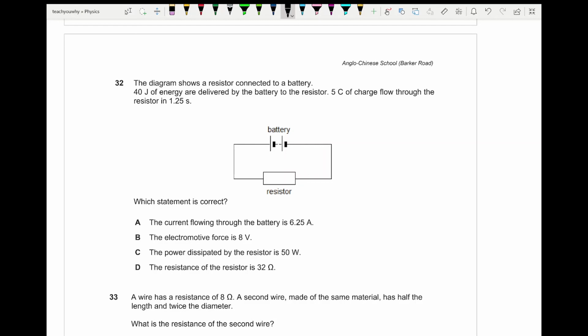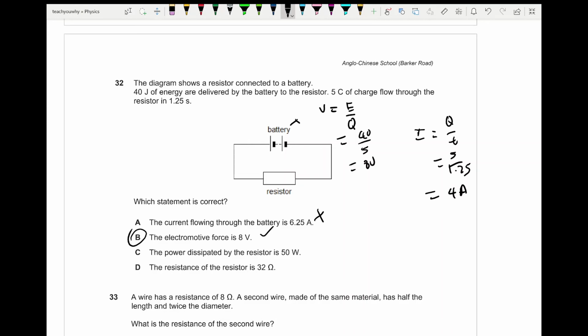Let's find the voltage. V equals E over Q, so 40 over 5 is equal to 8 volts. What's my current? My current I equals Q over T equals 5 over 1.25, and you get 4 ampere. So the current flowing through the battery is not 6.25. The EMF is 8 volts. Yes, the answer is this.